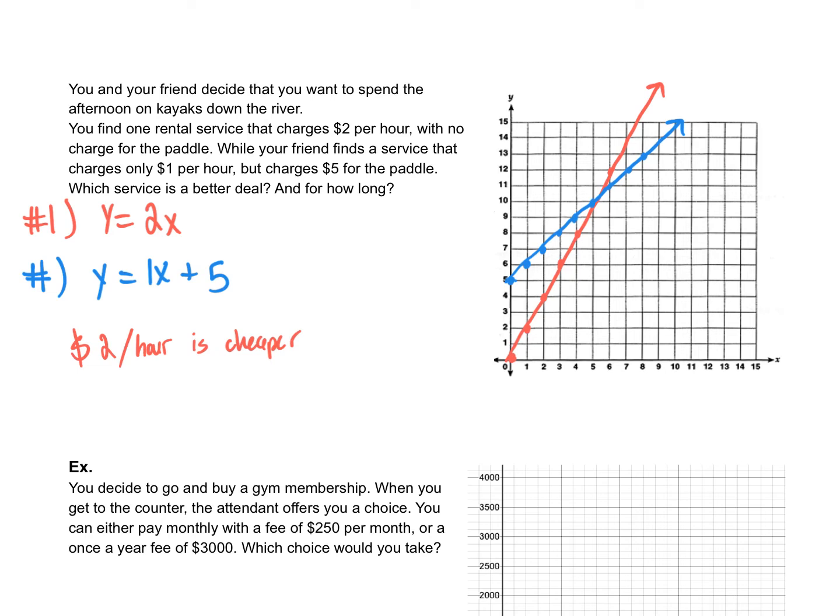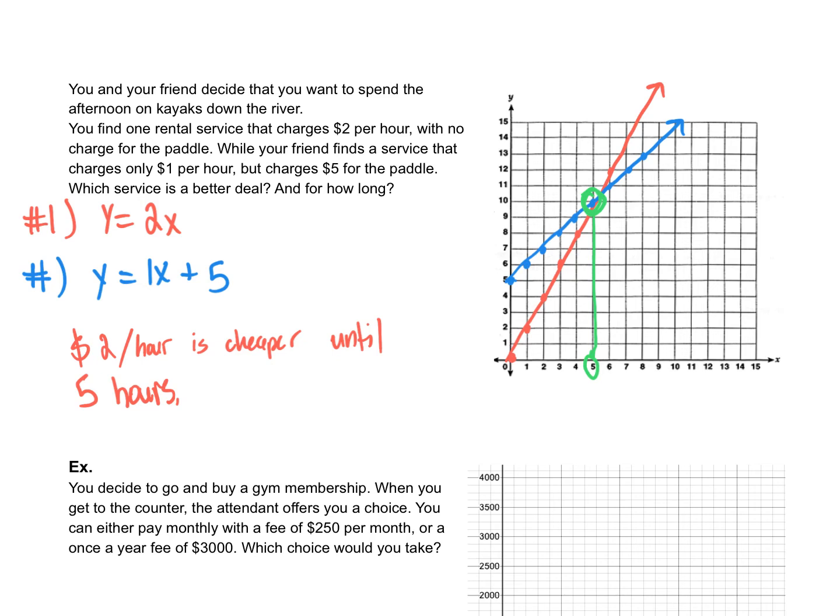All right, but how long is it cheaper for? Well, let's go to our graph, and we want to find the intersection point. Now, maybe you can see that. It's going to be right there. It's just circled in green. So $2 per hour is cheaper until we look down at how long that was, and we see 5 hours. All right, so until 5 hours, then they're the same price. After 5 hours, the cheaper service is going to be the $1 an hour with $5 per paddle.